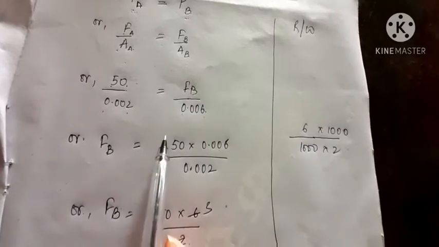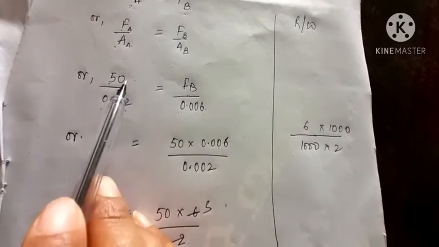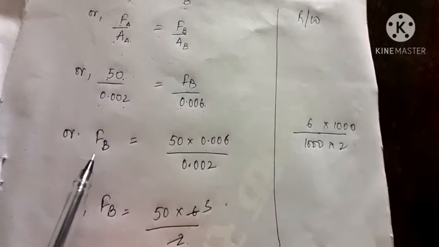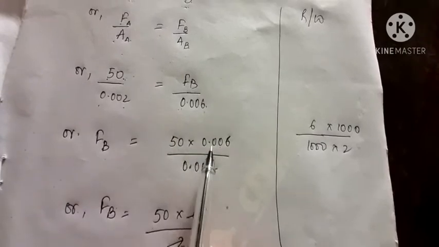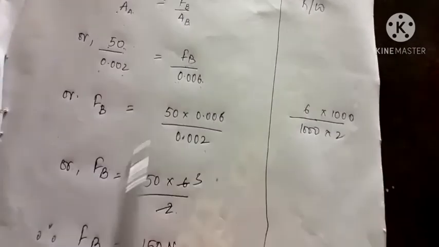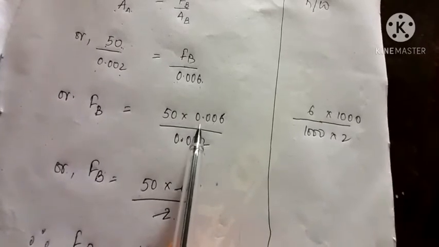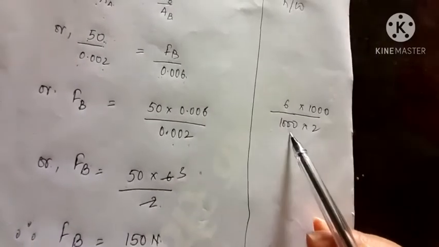Now when I do the cross multiplication, 0.006 will multiply with 50. So force in B will be 50 into 0.006 divided by 0.002. Now I have to remove the decimals so that I can do my multiplication easier. I have shown this on the rough side.